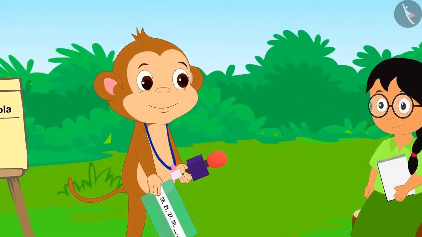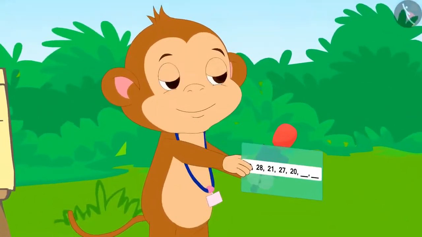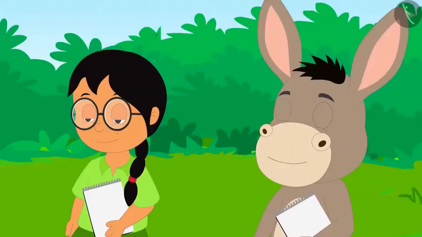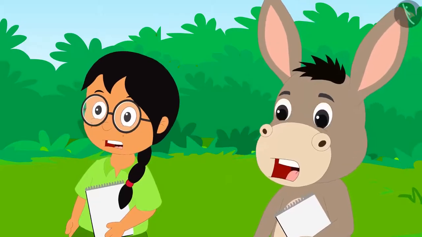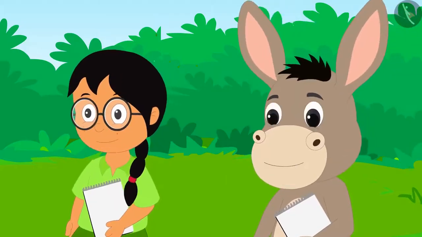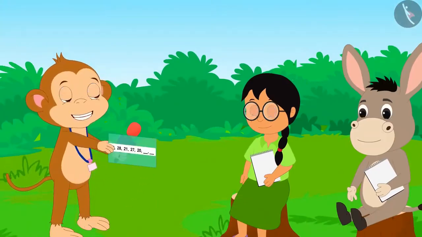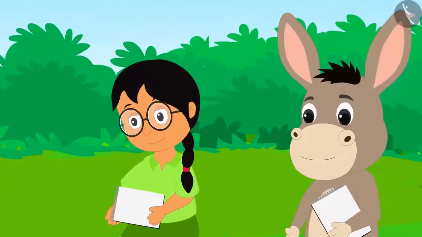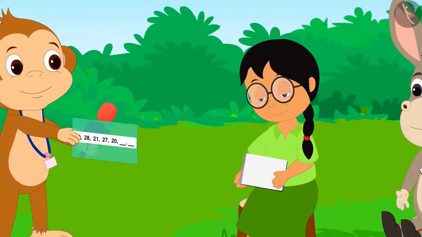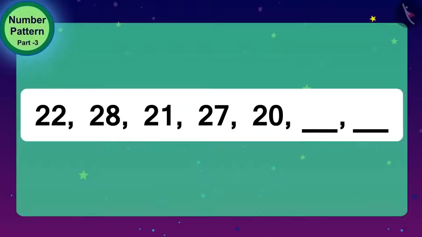The game's organizer, Babban, showed them both these number patterns. Bhola and Meenu were shocked to see that number pattern. Both told Babban, "There is no pattern in this. Are you joking, Babbanji?" Babban laughed and said, "No, this is a number pattern. Look carefully." Bhola and Meenu started to complete the number pattern.